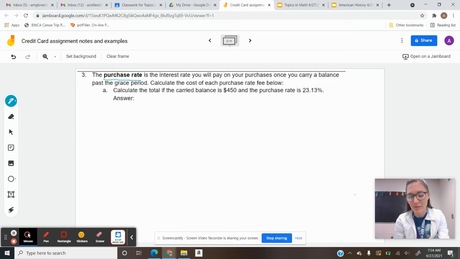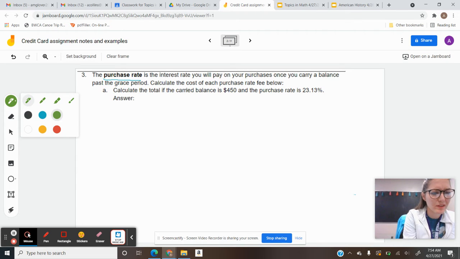That's kind of how credit card companies make money, is they apply different purchase rates and interest rates and APR, all onto your credit card, which costs you extra money.